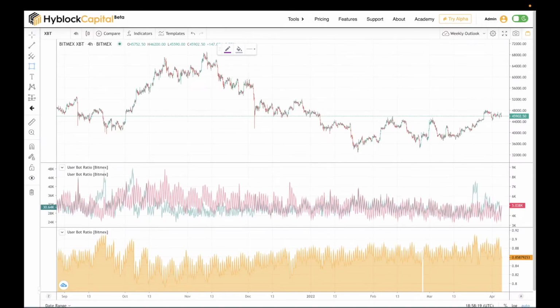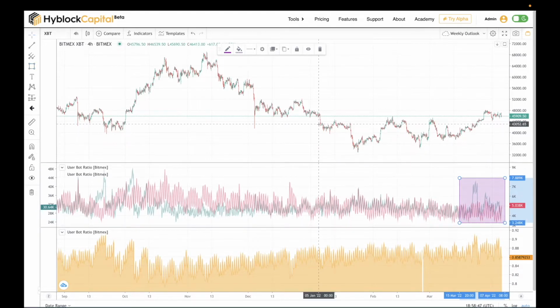We'll be starting off by going through a few new indicators that have not yet been discussed on our channel, so we hope you find them useful. Starting with the user bot ratio. This indicator compares the number of users versus the number of bots on the BitMEX exchange. Right now, I'm on a higher time frame, and the indicator is showing that recently bots have been increasing at a faster rate than users.